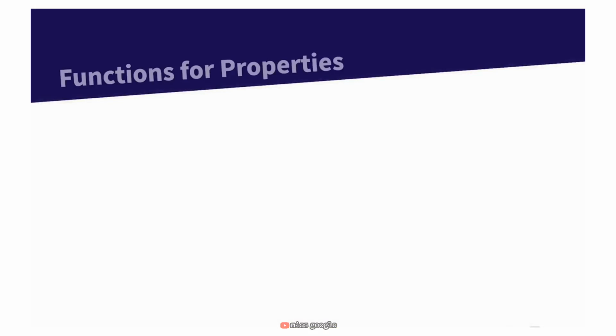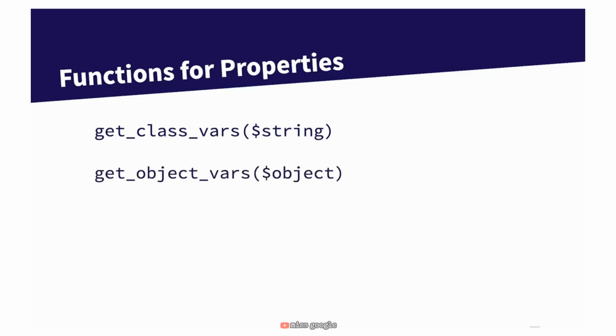There are a couple of functions that are useful for working with properties. The first is get_class_vars, and it's going to return a list of the properties that are defined in this class. We don't have to have an instance to do it. We just call the name of the class using a string. We also have get_object_vars, which does the same thing, but as an argument, it takes an instance of the object. They're very similar. They return basically the same information, except that class vars is going to have the default values for the class, whereas object vars will return the current values for that instance.